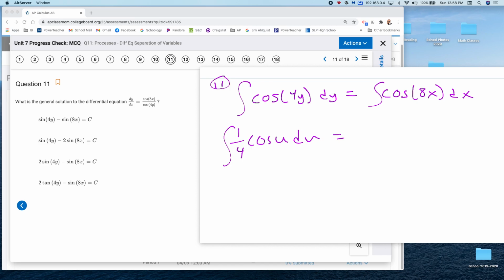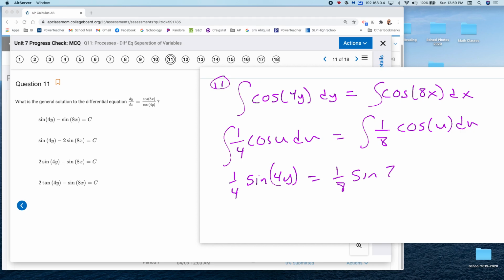And I'm missing a 1/8 in this one. Now, if you're wondering how I knew I'm missing those, well, pick u to be 4y and pick u to be 8x. They're different u's, but I'll go back and look at them. So this is 1/4 sine 4y equals 1/8 sine 8x plus c.